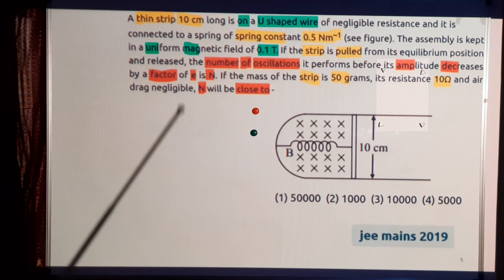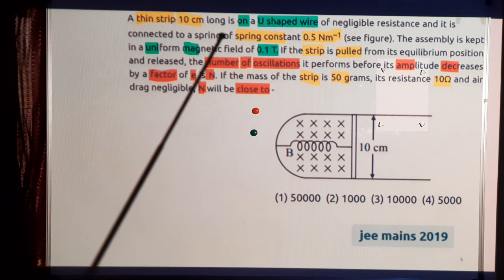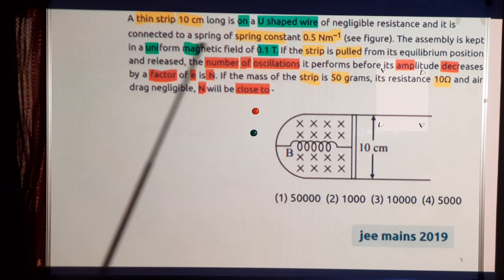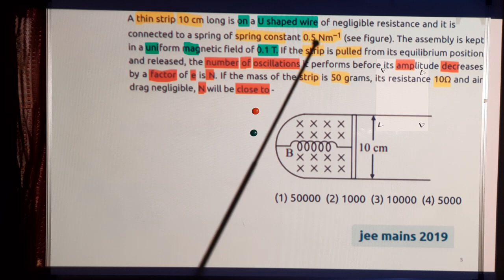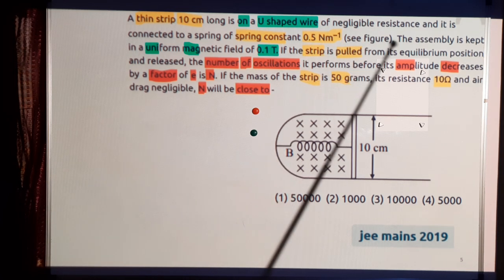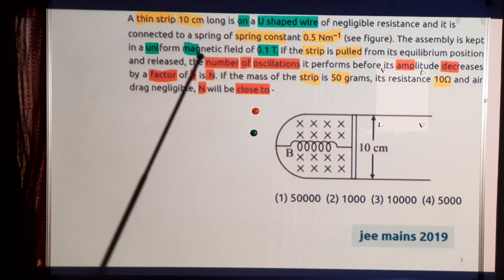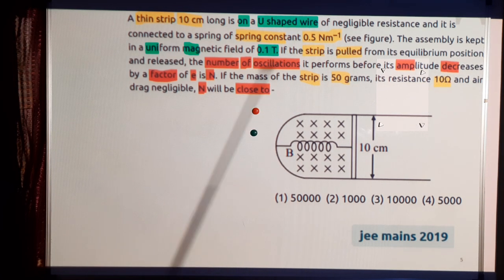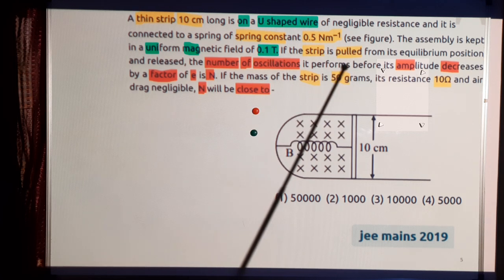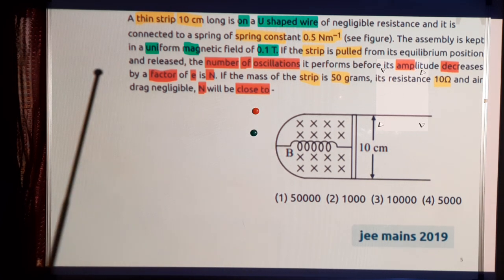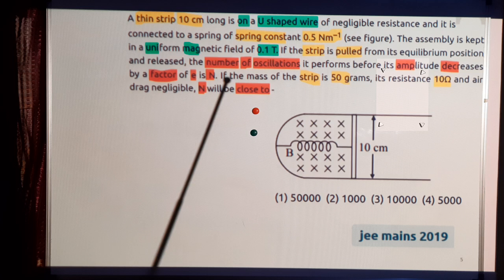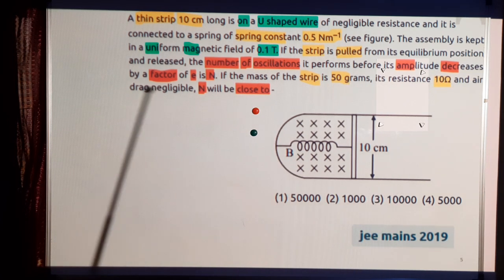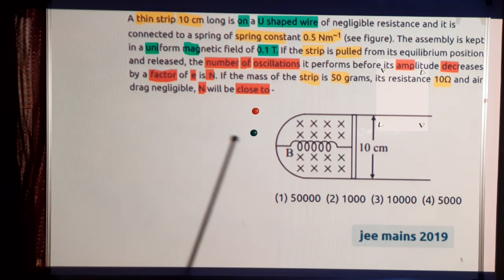This is the question. A thin strip 10 centimeter long is on a U-shaped wire of negligible resistance, and it is connected to a spring of spring constant 0.5 Newton per meter. See figure. The assembly is kept in a uniform magnetic field of 0.1 Tesla. If the strip is pulled from its equilibrium position and released, the number of oscillations it performs before the amplitude decreases by a factor of e is N. If the mass of the strip is 50 grams, its resistance 10 ohms, and air drag is negligible, N will be close to.